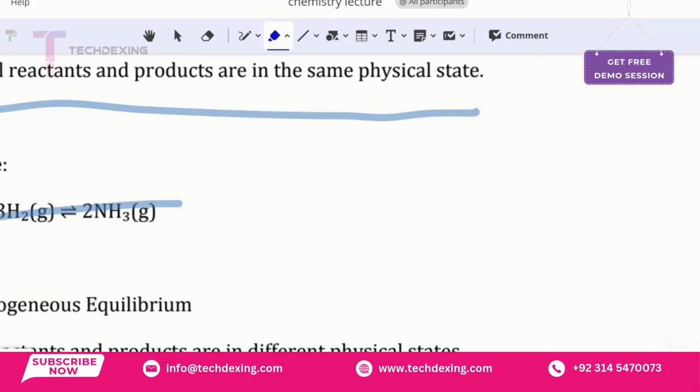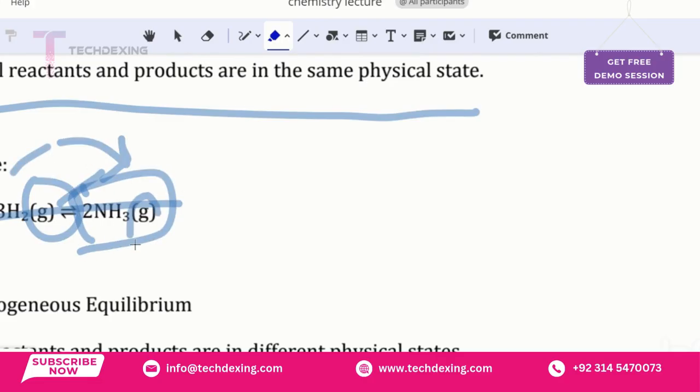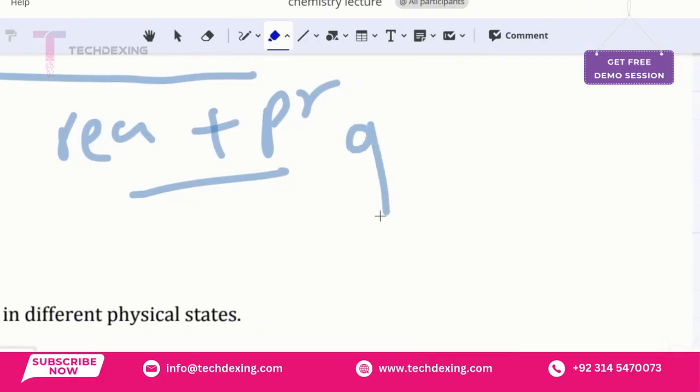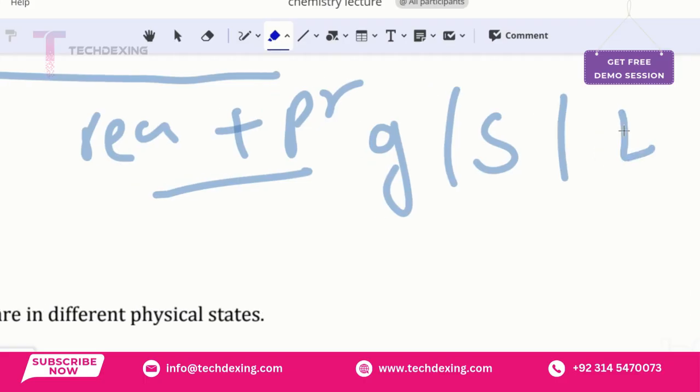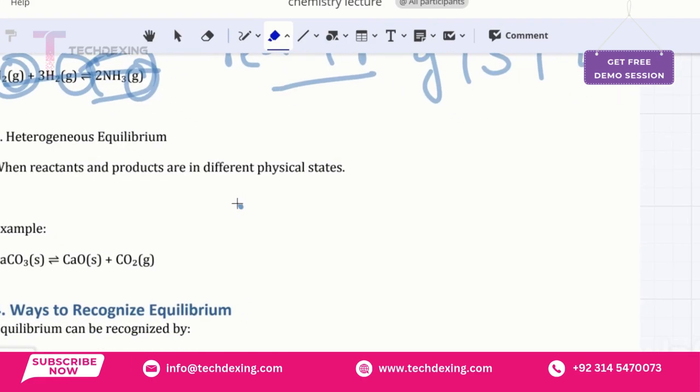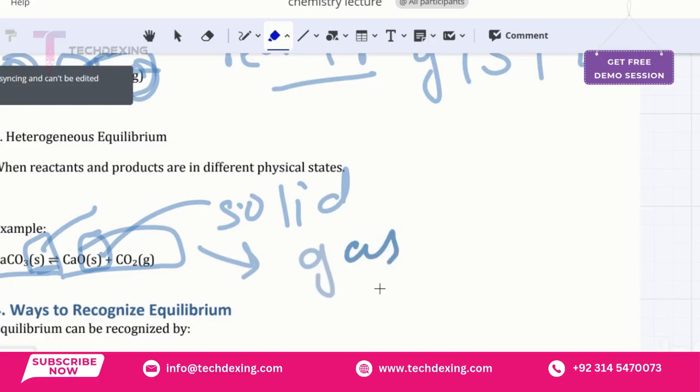Here, this nitrogen is in the gaseous form, this hydrogen is also in the gaseous form, and the reaction product is also in the gaseous form. It means that all the reactants and products are in the same state of matter, whether it's a gas, a solid, or a liquid. Then we will talk about the heterogeneous equilibrium, in which the reactants and the products are not compulsory to follow this rule. You can see here, this reactant is in the solid form, and of the products, one is in the solid form and one is in the gaseous form. So it doesn't follow homogeneity. It is basically heterogeneity.